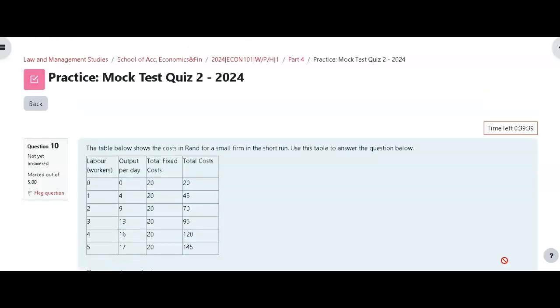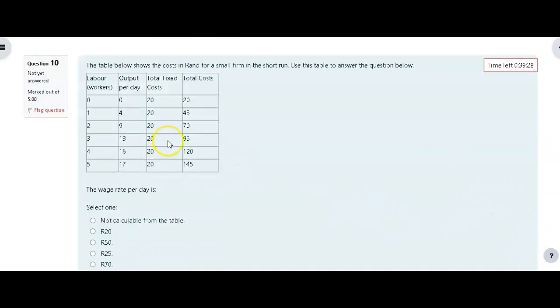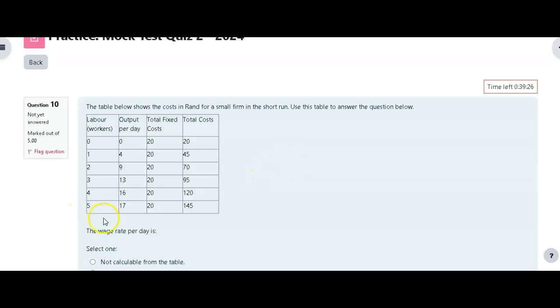Now going on to the next one, question 10. Okay. So this is a critical question, right? But if you understand your costs and stuff, you should be able to do this. So the table below shows this. Okay. Now, how do you calculate the wage rate per day? So I'll show you a trick here, right? You see the total cost over here.